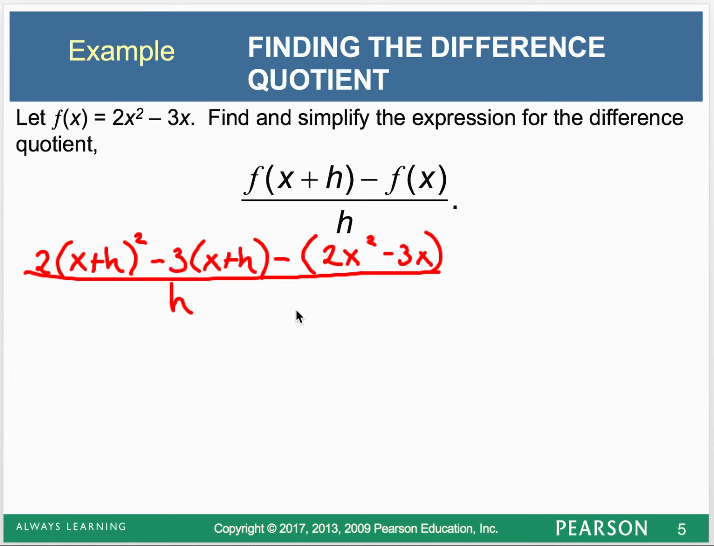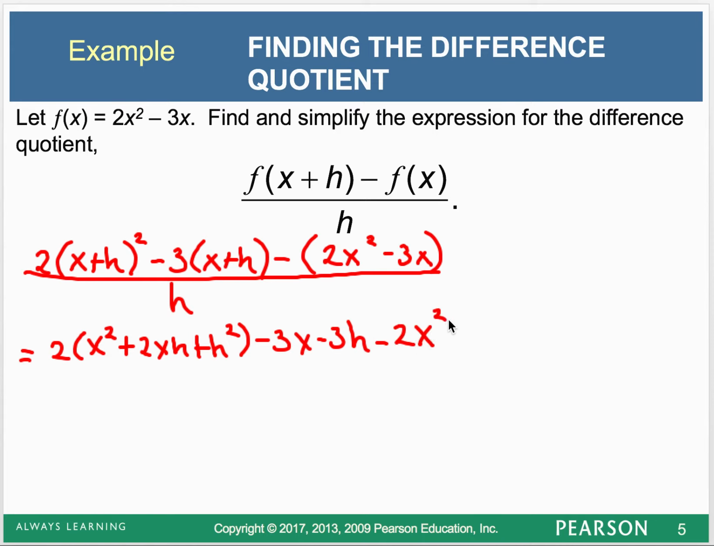Now all that's left is to simplify this thing. So we would have that equals, look, here's that perfect square trinomial again. It's really useful to know how that multiplies out in one step instead of having to write x plus h and distribute. Square the first term, multiply them together, so xh, and double it, and square the last term. Now distribute that negative 3: minus 3x minus 3h. Distribute that negative 1: minus 2x squared plus 3x. And it's still all over h.